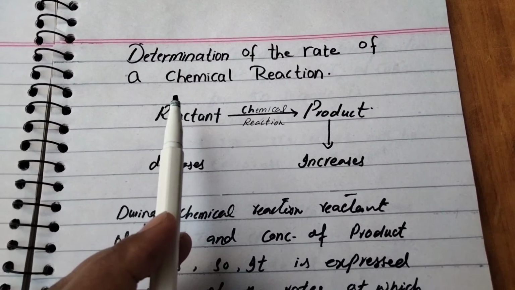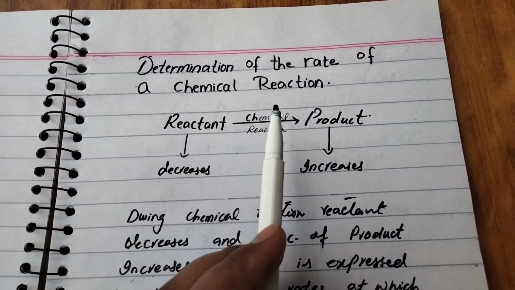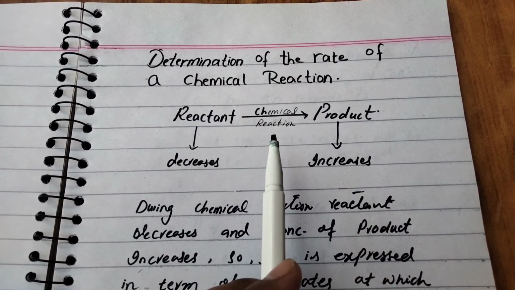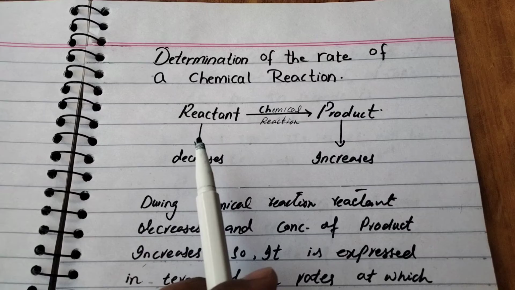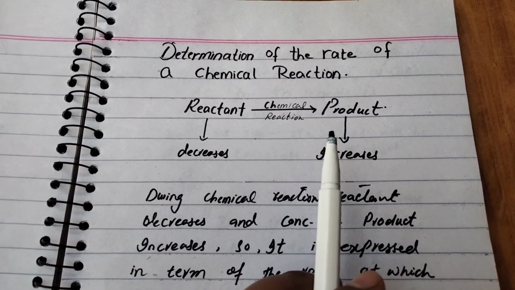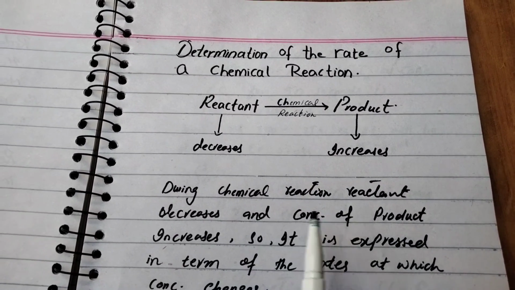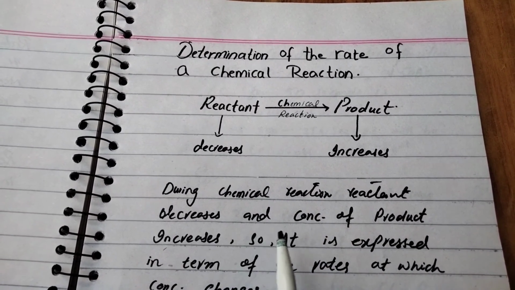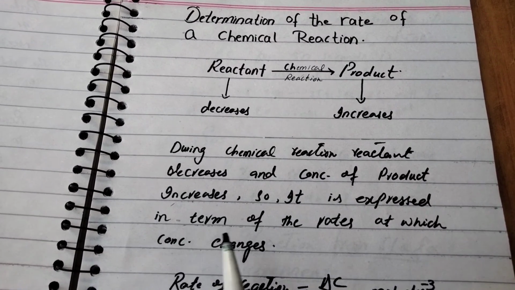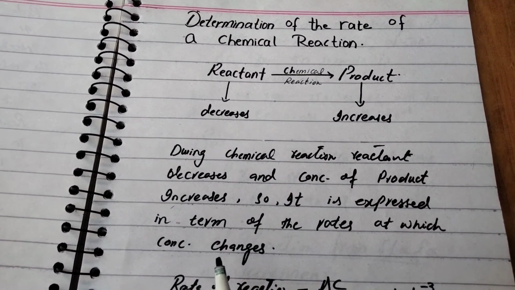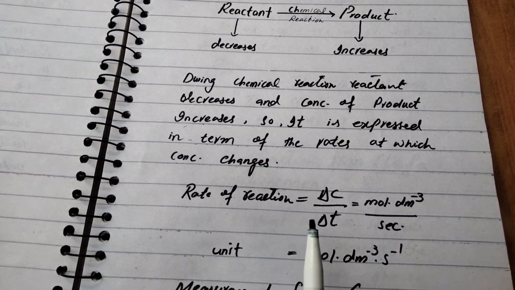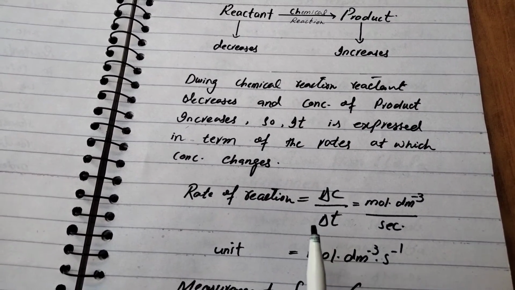In this lecture, we discuss the determination of the rate of a chemical reaction. When a chemical reaction starts, the concentration of reactant decreases and the concentration of product increases. During a chemical reaction, reactant decreases and concentration of product increases, so it is expressed in terms of the rate at which concentration changes. Rate of a reaction is equal to del C by del T.